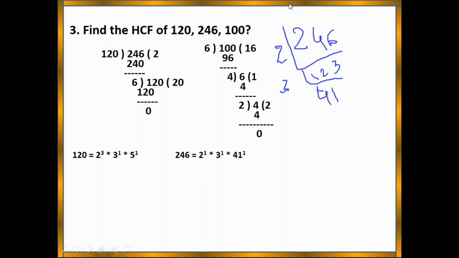Again, 100 is 2 power 2 into 5 power 2. Yes, 25 times 4, everyone knows. So 25 times 4 is nothing but 4 means 2 square, and 25 means 5 square.